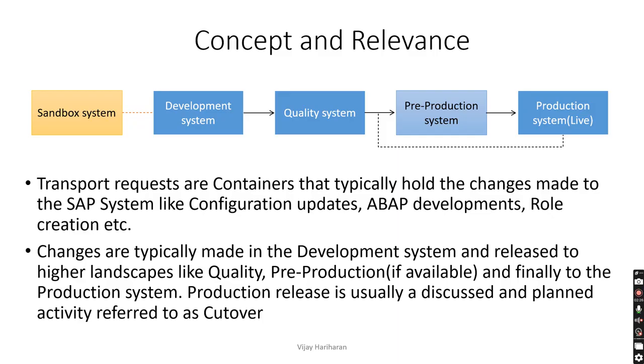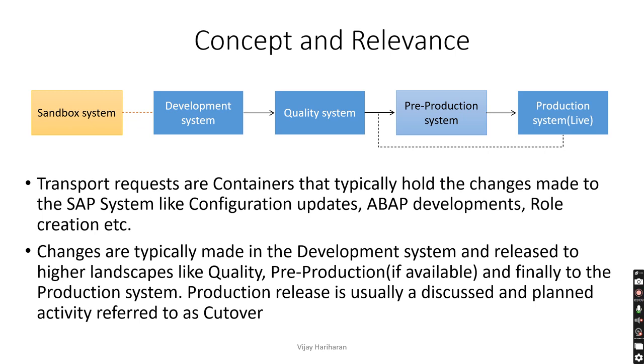So going back to the landscaping, the development system is usually where you will be making most of your configuration changes, creating ABAP objects or creating roles, etc. And this is always locked in a transport request. The next system is usually the quality system. Now development system can have multiple clients. In my experience, you usually have two clients. For example, the 100 client is where you make all the configuration changes, updates, and 200 client is where you actually test them. So the data, etc. for testing will be available in the 200 client.